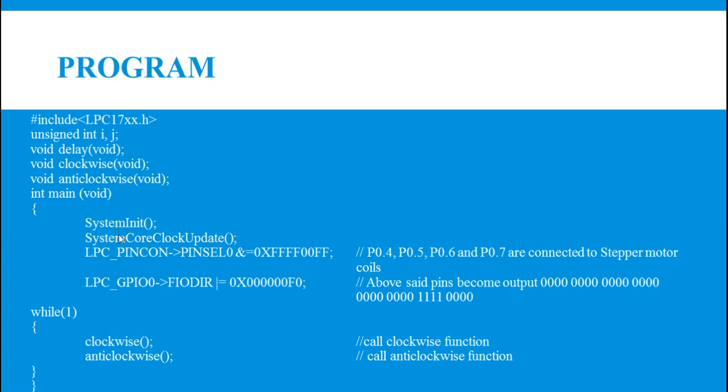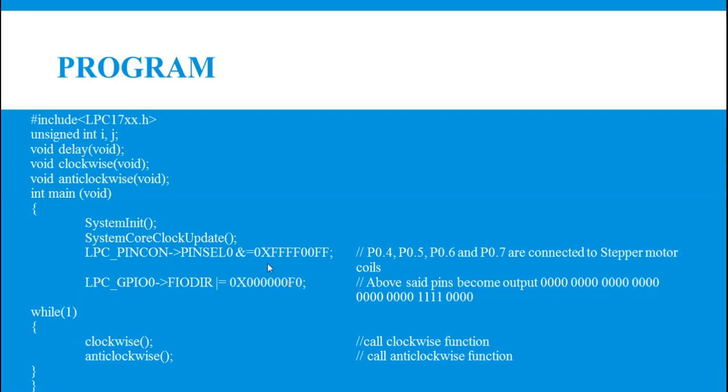They are the standard CMSIS functions that are supposed to be called in order to update the clock values and PLL. Then after this, as usual, you have to configure the selected pins as general purpose input output pins. This is how this value was obtained, as discussed in the earlier slide, and this value must be logically ANDed with the earlier value of the pin selection register, so that only those 4 pins will be configured as GPIO and the rest of the pins will be unaffected.